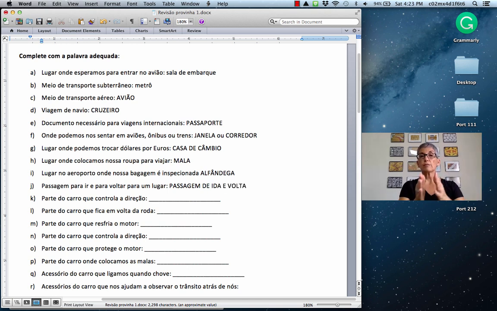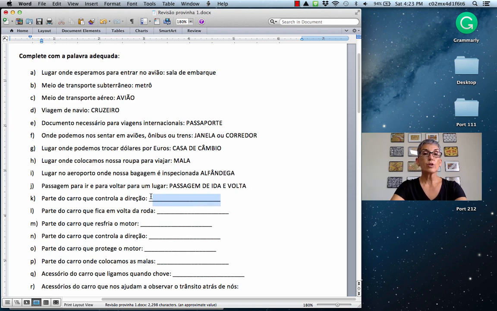Remember what we see. The verb is ir. So the noun to go, the noun is ida, okay? And volta is the comeback, okay? Passagem de ida e volta.